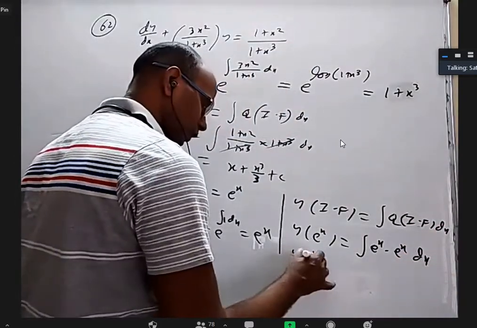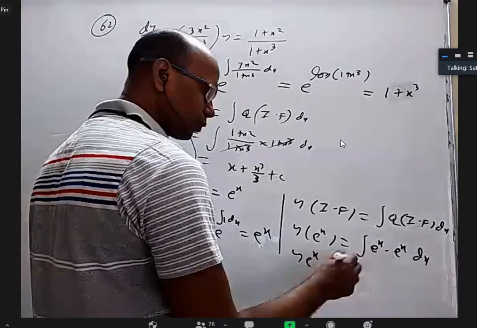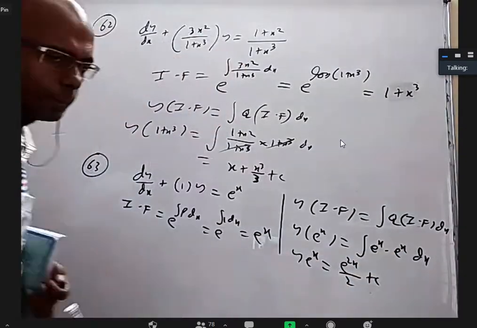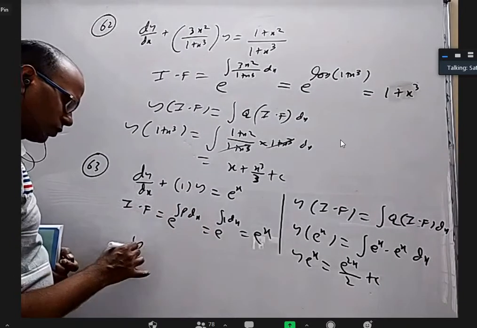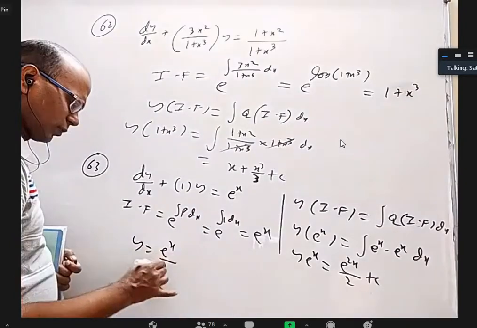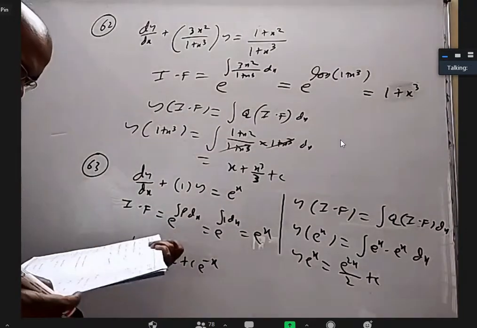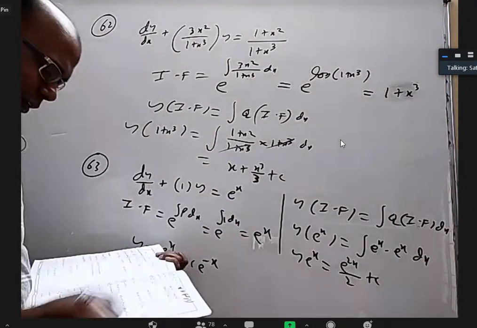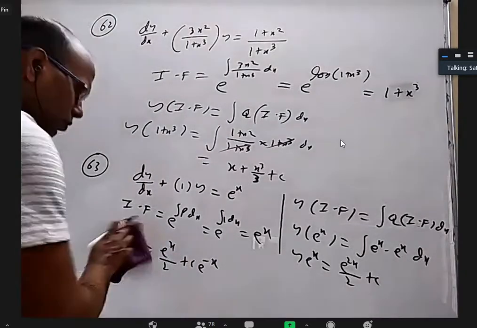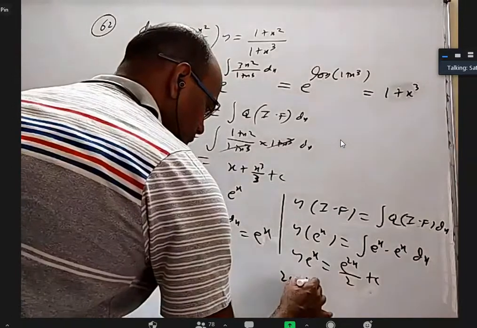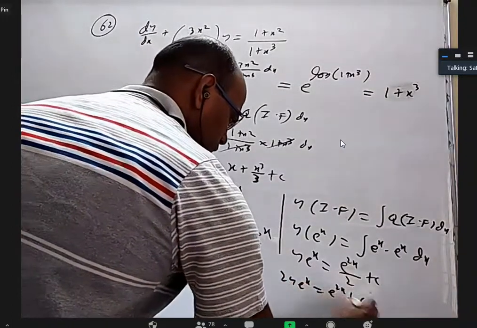So y e power x, this e power 2x integral is e power 2x by 2 plus c. When you divide with e power x, you'll get y is equal to e power x by 2 plus c e power minus x. They might have given an answer like that. Don't write 2y e power x is equal to e power 2x plus c.